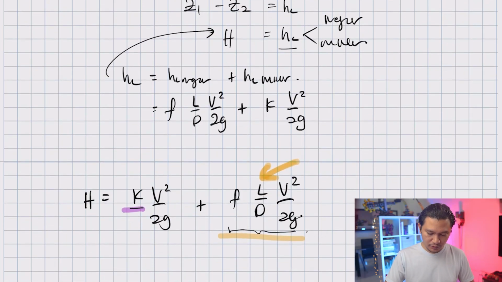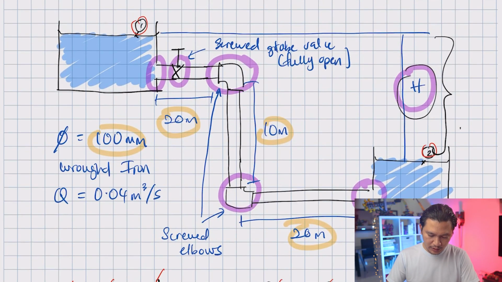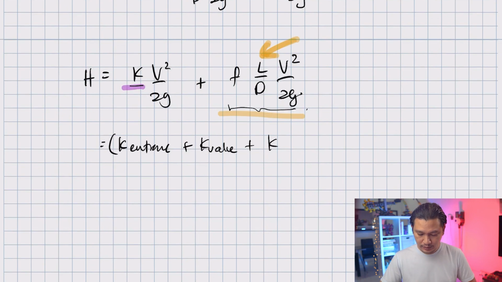Right? So let me write this for you. First, you're going to have K at entrance plus K at the valve, K at the globe valve, and then you have the K of the elbows. So this is K elbow plus K elbow because we have 2 elbows.